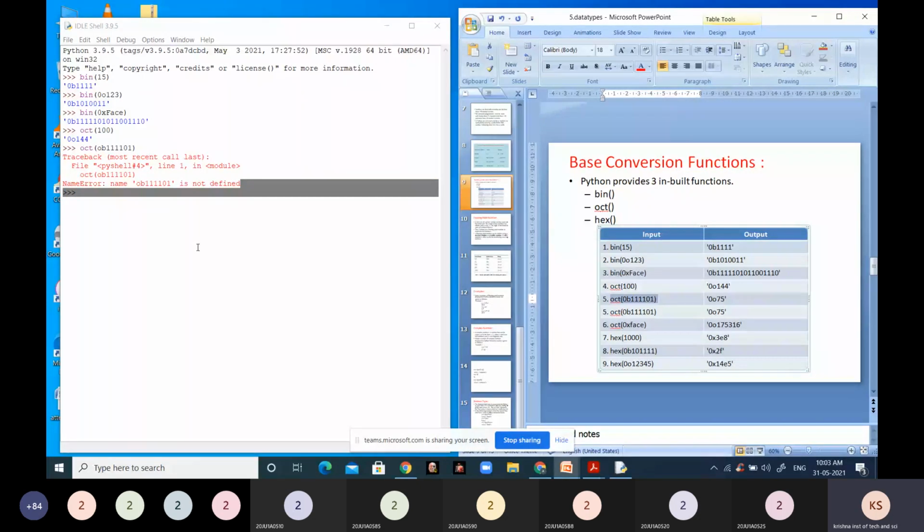See this one. Whenever you convert binary into octal, the representation is 0. Observe here, the representation is 0. So here 75 is the octal number. Same thing.